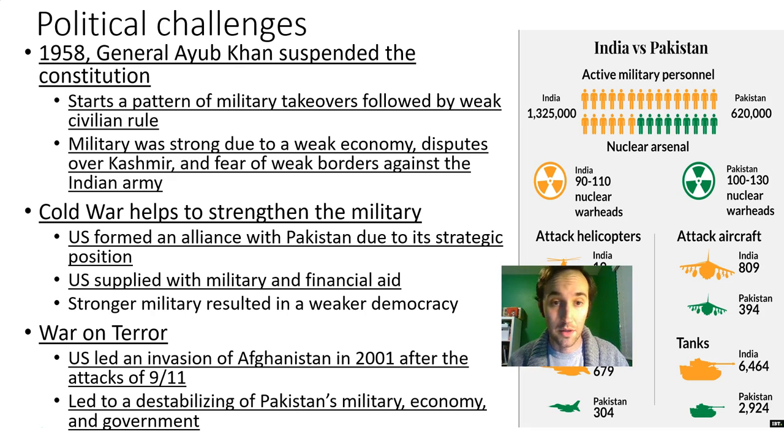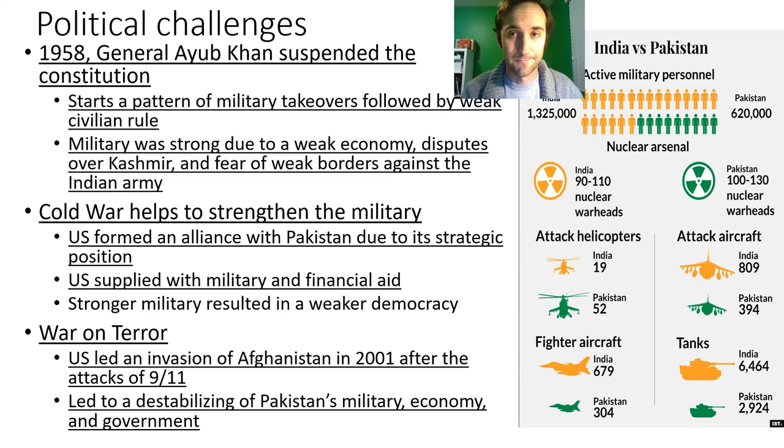And then the Cold War comes along, and we kind of make it worse. The U.S. forms an alliance with Pakistan because of its strategic position right next to Russia and China. And so we decided to pump in military supplies and financial aid into Pakistan. And as we started to really build up that military, this led to a weaker democracy because the military kept taking over anytime their government was seen as weak. And so they just continue this pattern of military takeovers that continues to this day.